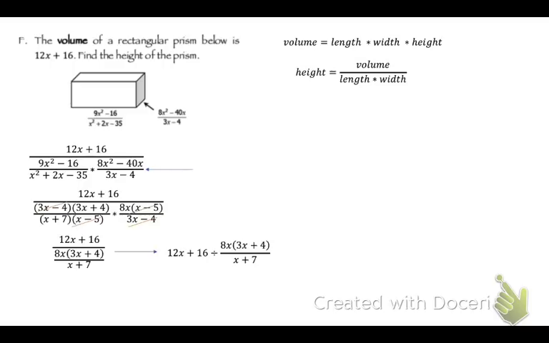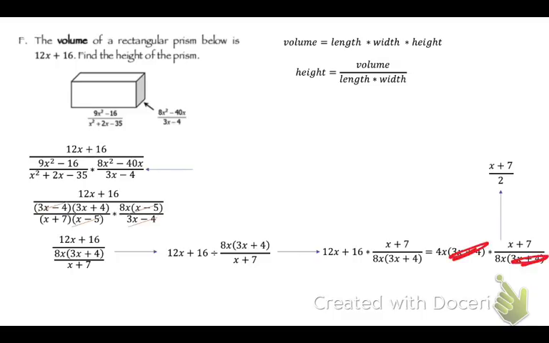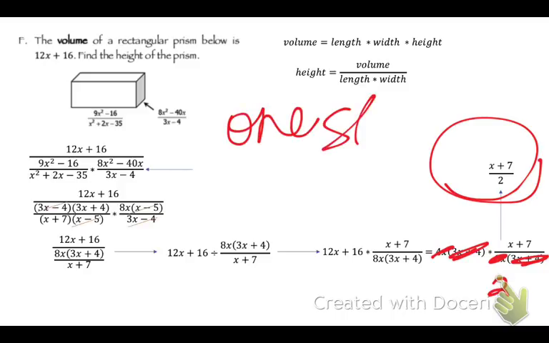I'm going to write it as a division problem. Flip that and multiply. So you get 4x times 3x plus 4 times x plus 7 over 8x times 3x plus 4. Now, this cancels with that. This cancels with that, leaving me a 2. So there's my answer there. Okay, take these one step at a time.